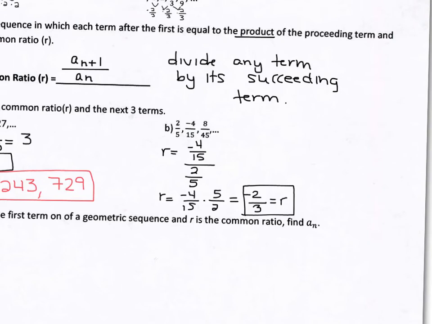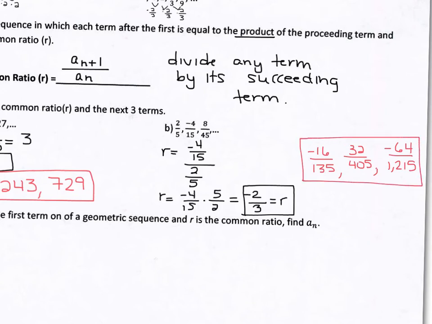My next three terms, I'm going to start from my 8/45. And my next term will be negative 16/135. Then take that negative 16/135 times negative 2/3 to give us 32/405. And then finally end up with negative 64/1215. Whenever you have a negative r, your terms will alternate in sign. Positive, negative, positive, negative.